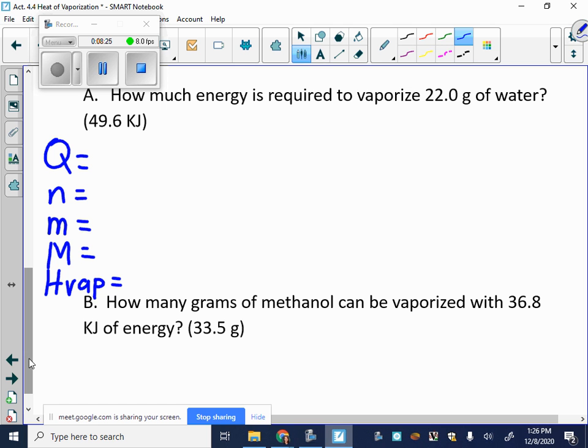So the question reads, how much energy, that's what we're trying to find out, is required to vaporize 22 grams of water? Okay, so water tells us two things.